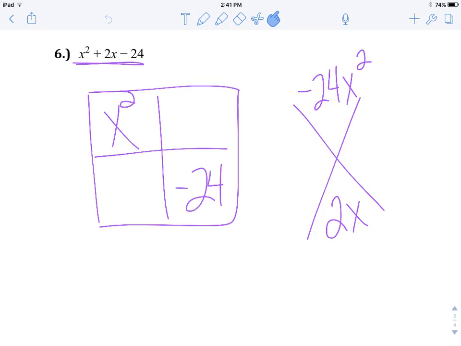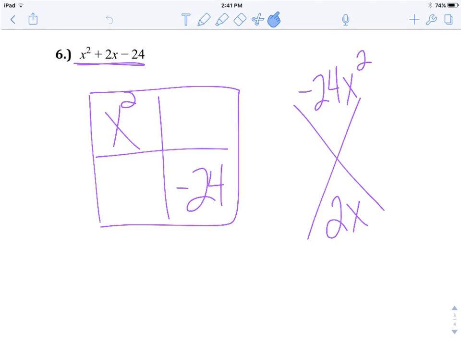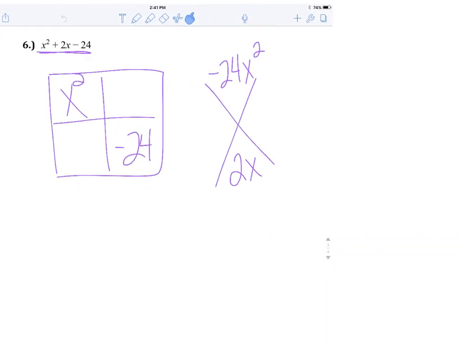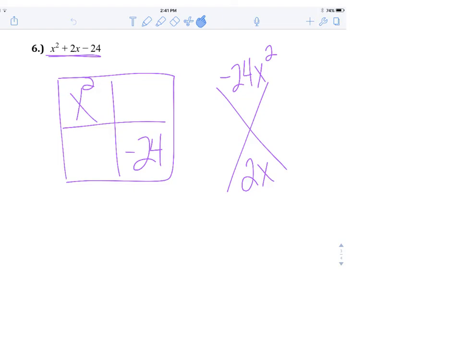So we need two numbers that multiply to give us negative 24x squared, but add to give us a positive 2x. Again, we're dealing with the same numbers here. So I'm just going to make my list of numbers that multiply to give me 24. Now, we need them to multiply to give me negative 24, but add to give me 2. So that means the larger of the two has to be the negative, so that when we add them, we get a positive 2x.